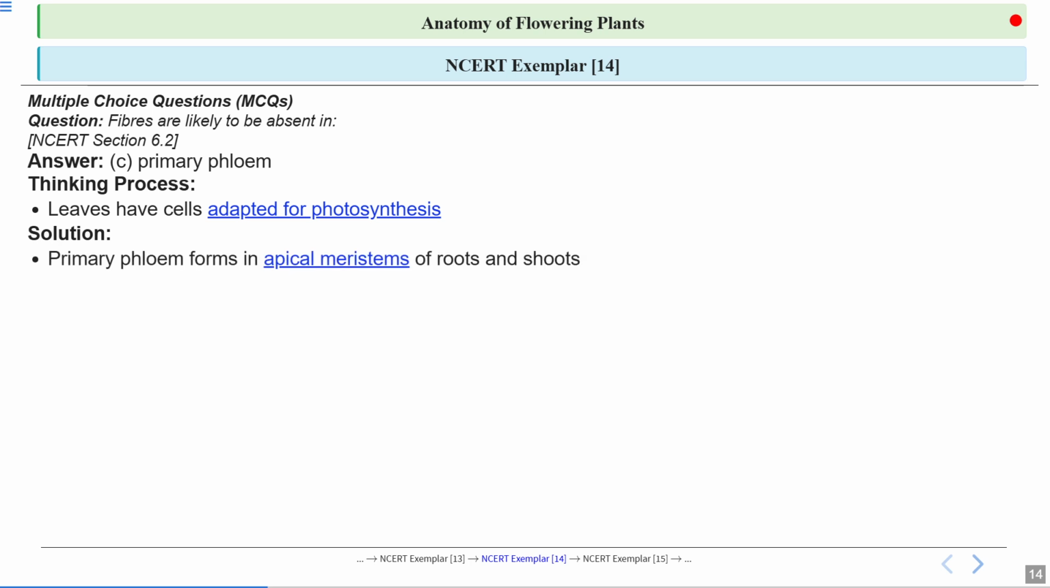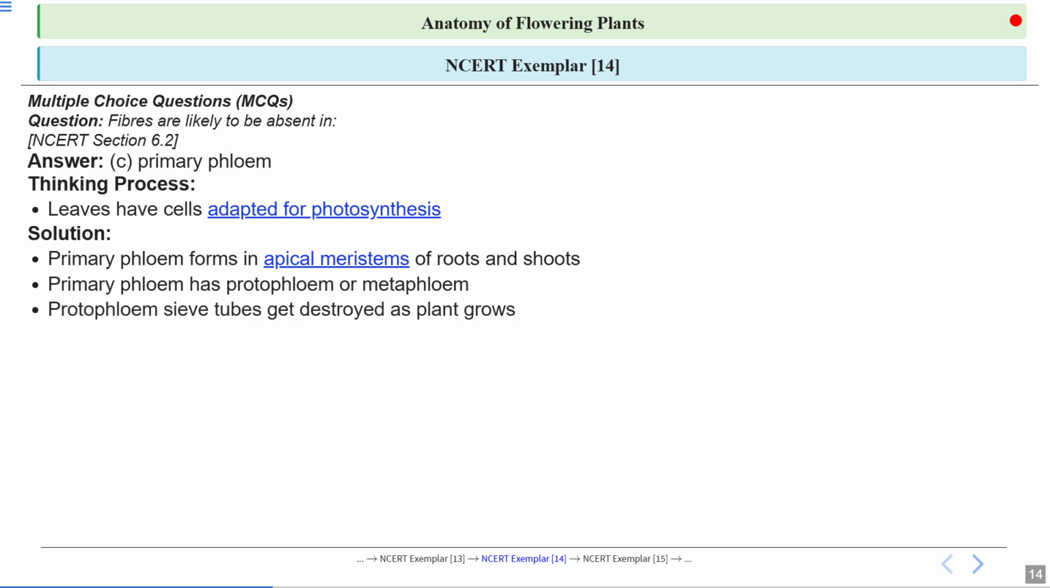Now, primary phloem forms in the apical meristem of the roots and shoot. Where is this primary phloem formed? It is formed in the apical meristem of root and shoot. Primary phloem has protophloem and metaphloem. These are the two components of the primary phloem, right? Protophloem sieve tubes get destroyed as the plant grows. As the plant is growing, the sieve tubes get destroyed, and other phloem cells are converted to fibers, right?